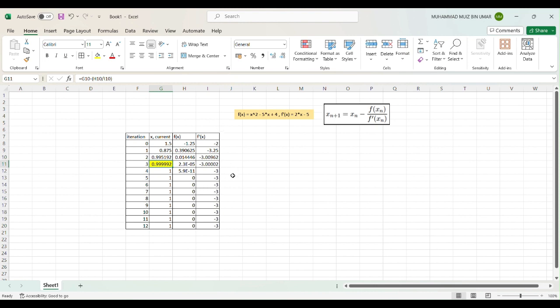Now, the root of the equation will be the value of x when it starts to become constant. So in this case, it is 0.999992.